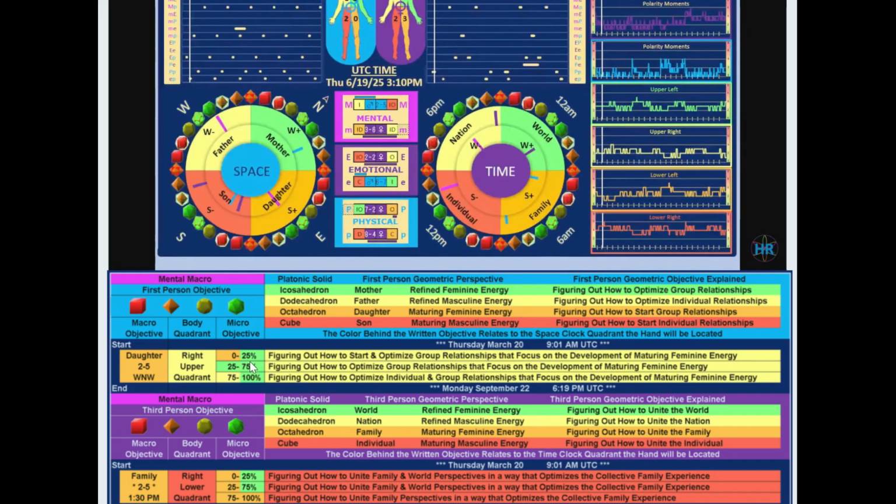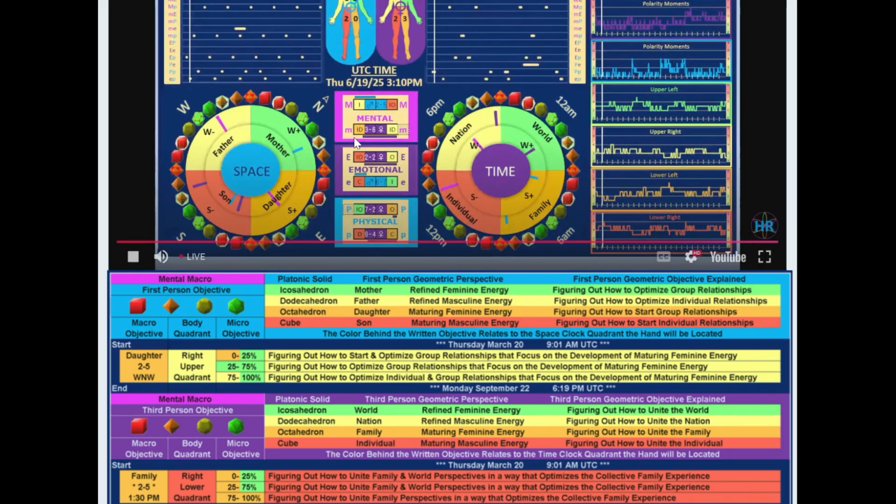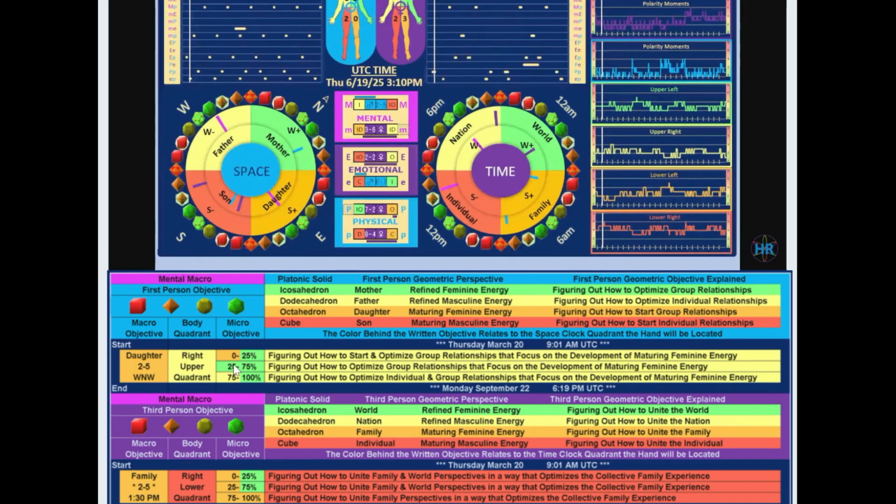So when you're looking at this, if we wanted to know what the micro objective is for year 2025 and the macro mental, this is where it is. Macro mental is this one. We're at the almost 50% mark, so that's going to be here. But then 25 to 75, this is the objective that's going on right now. Figuring out how to optimize group relationships that focus on the development of maturing feminine energy.